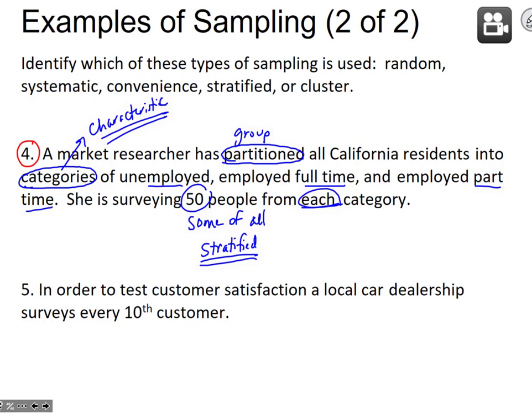And then the easiest one, number 5. In order to test customer satisfaction, a local car dealership surveys every 10th customer. This is your clue. It's got a number. If it's every 3rd, every 5th, every 10th, every 100th, then you have a system to choose. Systematic sampling.